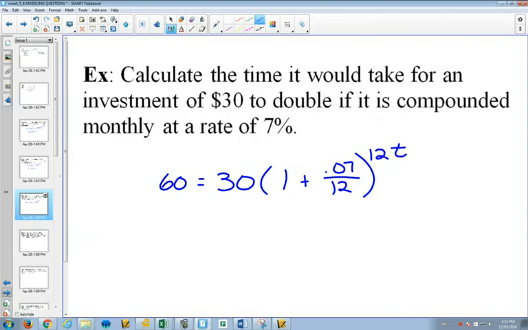But now we're solving for something in the exponent. And I'm going to give you guys a head start. Use your logarithms to figure this out. What I would do in this situation is I would start off by dividing both sides by 30 just to simplify it. If I divide both sides by 30, can you see this side's going to be 2 and this side's just going to be left with this?